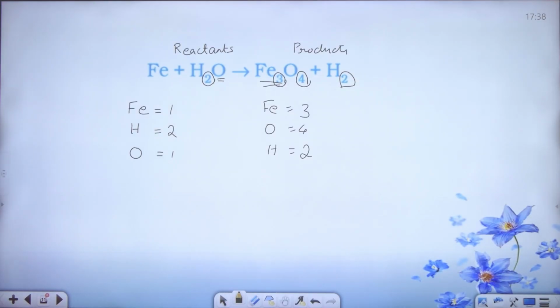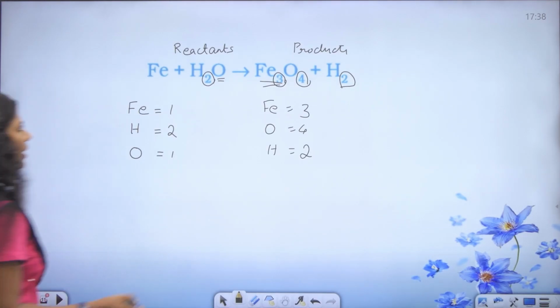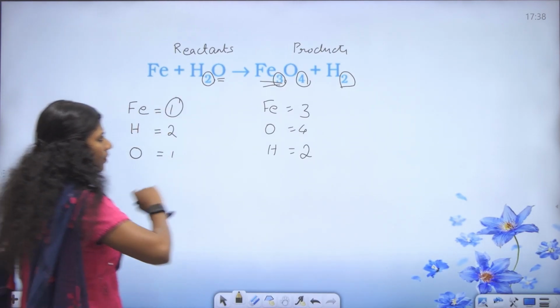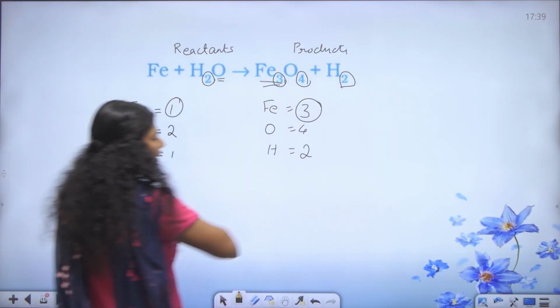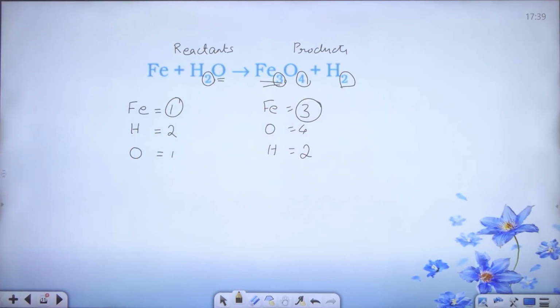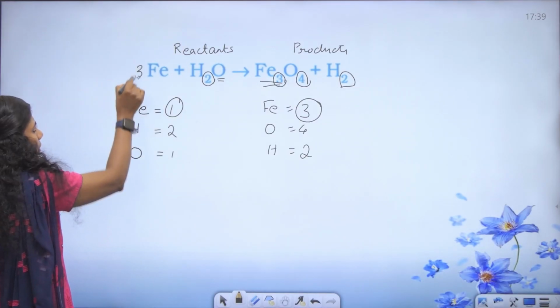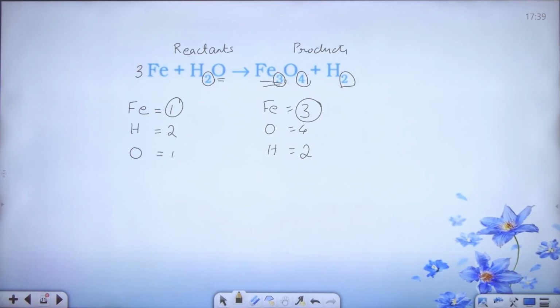How to balance this equation? Add appropriate numbers. I am going to balance iron first. Here only 1 iron atom, but here the number of iron atoms is 3. I will put 3 in front of iron. So 3Fe.